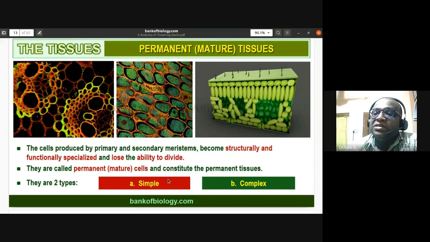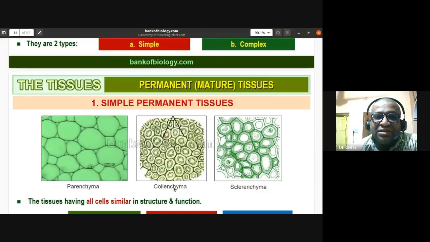They have phloem parenchyma and phloem fibers. So all these three together constitute the food conducting tissue, that is the phloem. So they are heterogeneous in nature. Complex permanent tissues are heterogeneous in nature. That is what you have to remember.